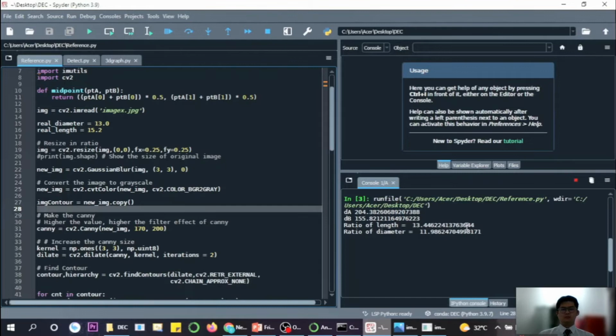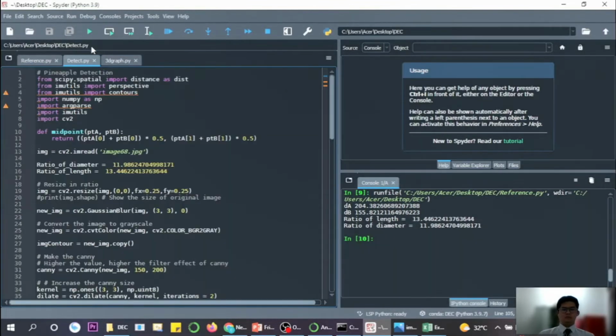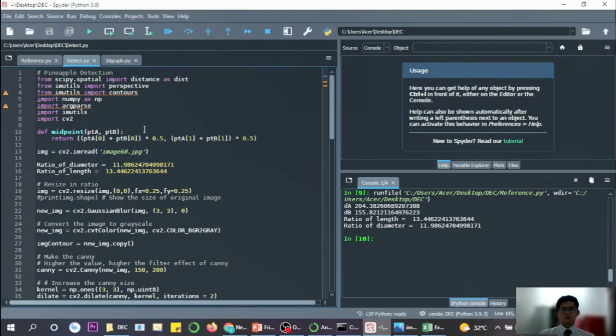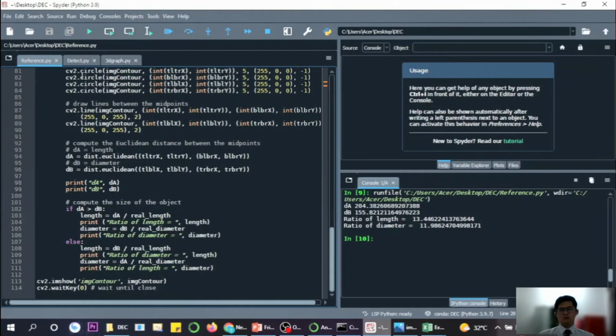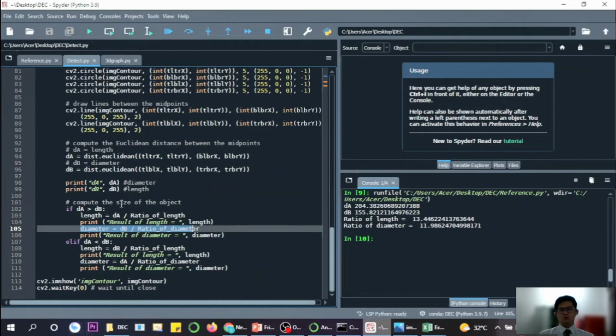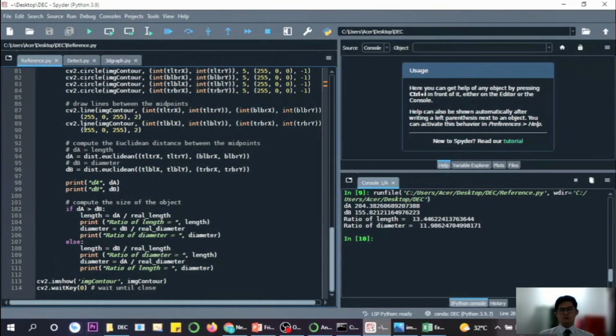And these two values can be inserted into the other code so that we can detect other pineapples. After we get the ratio of the length and the ratio of the diameter, we put these two values into the pineapple detection code. The pineapple detection code and the reference code differ only in the last part, which is computing the size of the pineapple.